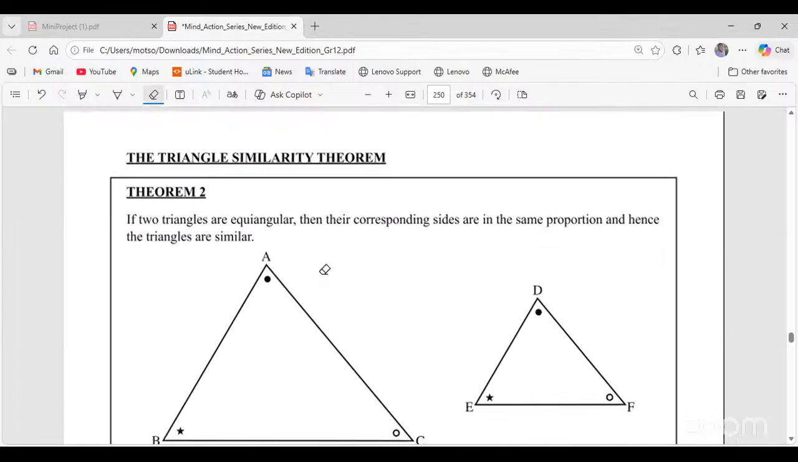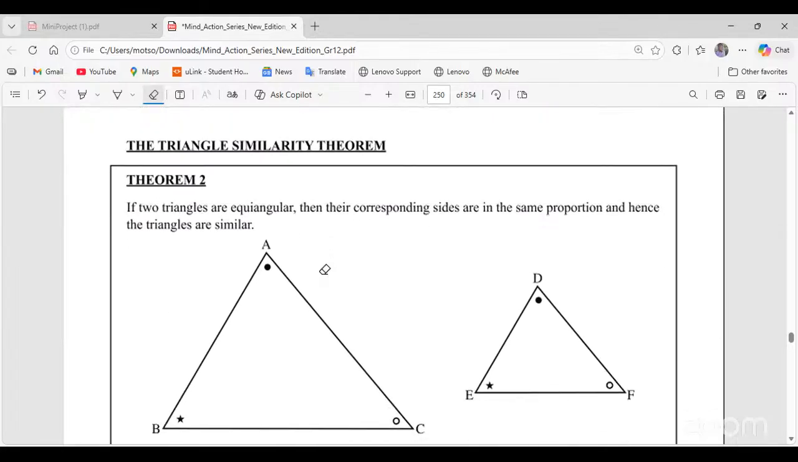So, okay, let's go back to theorem 2, the triangle similarity theorem. They say, if two triangles are equiangular, I hope that already says something to you. Equiangular: angular talks about angles, equi talks about something that is equal. Then their corresponding sides are in the same proportions, and hence the triangles are similar. What do we mean if triangles are equiangular? These triangles have corresponding equal angles.